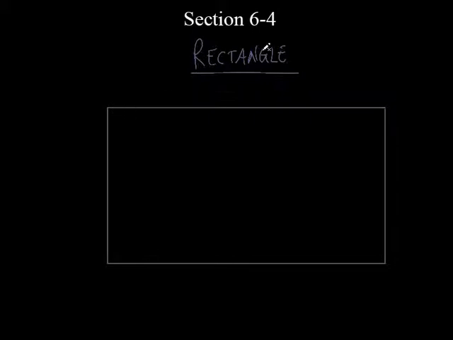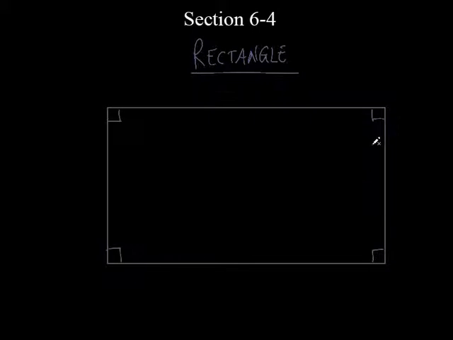Here's what the definition of a rectangle is, and I'm going to show it through the picture. I'm not going to write it down word for word. A rectangle is a quadrilateral, which means it has four sides, with all four angles right angles, or 90 degrees. So if I have a four-sided figure and all the angles are right angles, then it's a rectangle, okay?